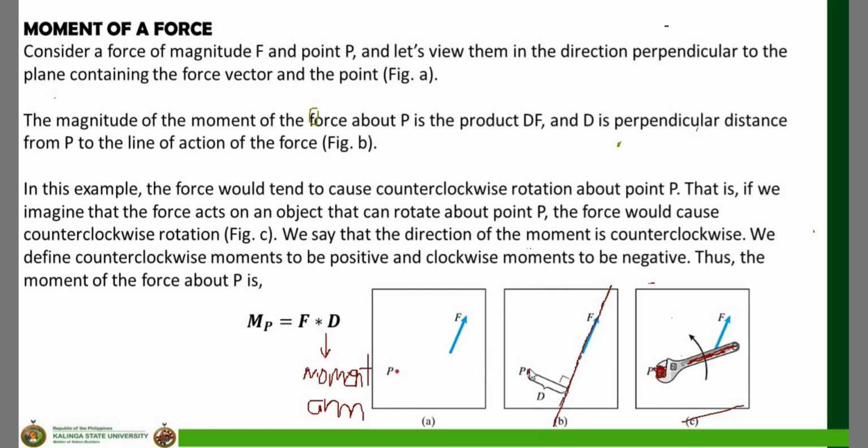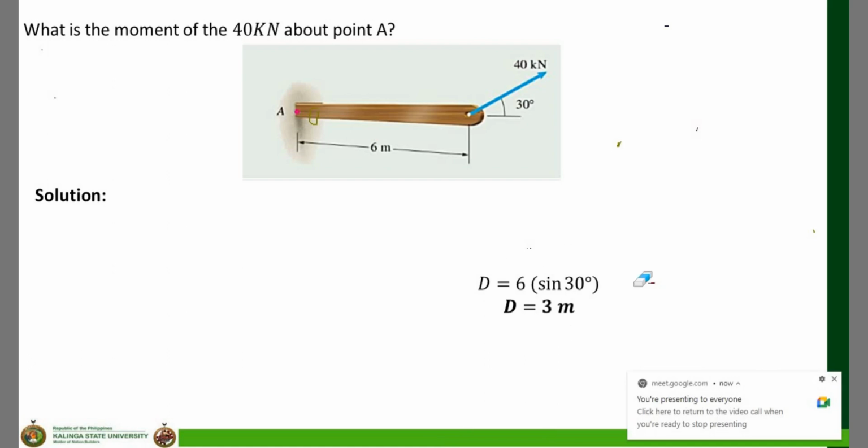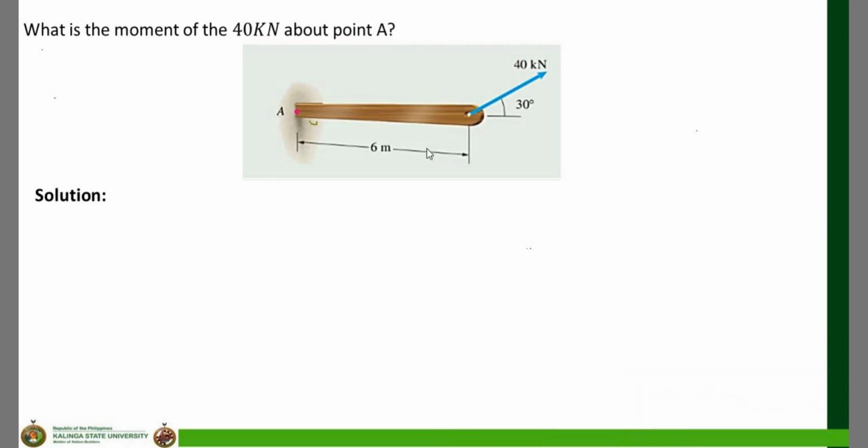So, we have the equation to determine the moment of a force: F times D. Always take note that when we say D, that is the moment arm. Let's have an illustration problem for this moment of a force. What is the moment of the 40 kilonewtons about point A? The direction of that force is to the right, upwards.